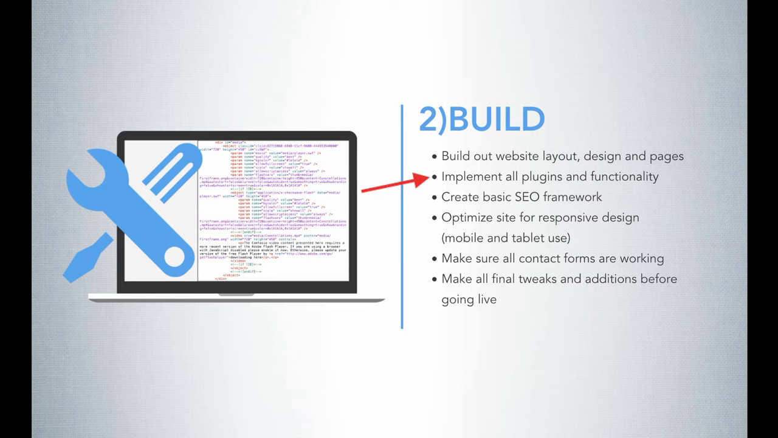Creating a basic SEO framework is going to be your main search engine term. So you may create 4 to 5 pages with your primary services or a term that people could Google, and that's going to help find you. You want to optimize the site for responsive design, which means it's going to respond and look good on mobile and tablets. This is huge. Google dings sites if they're not mobile friendly, so making sure your site is responsive and that you don't have to pinch and drag, that's going to be huge.